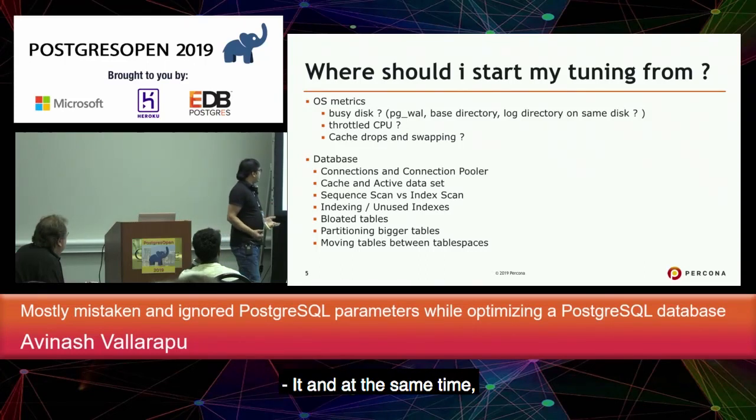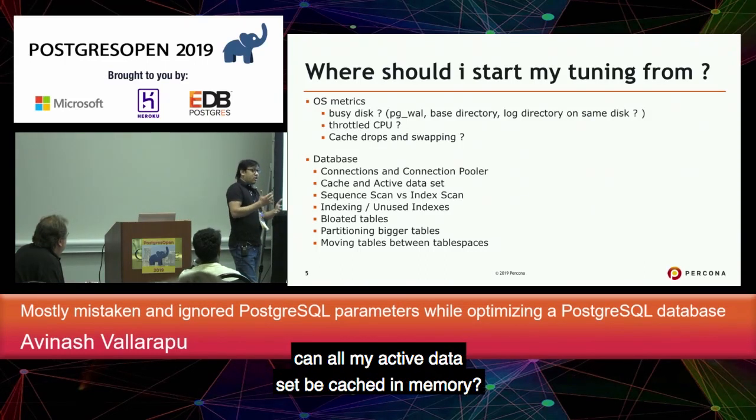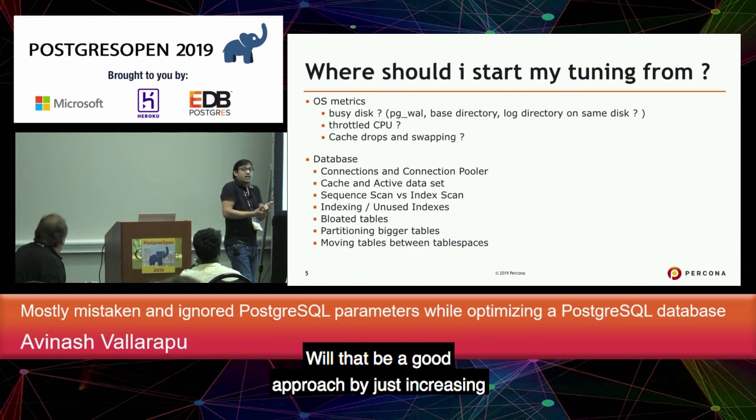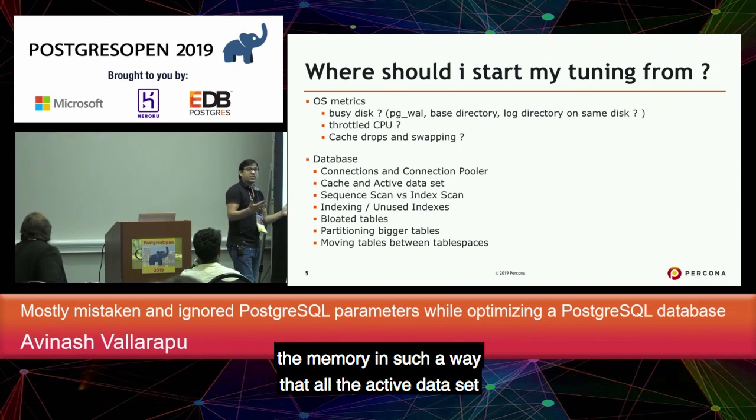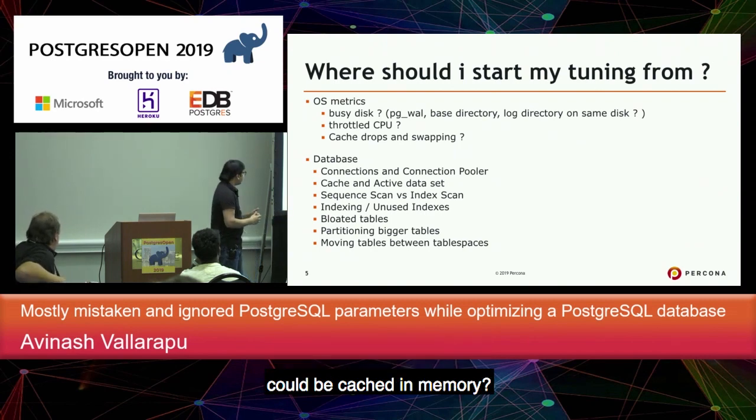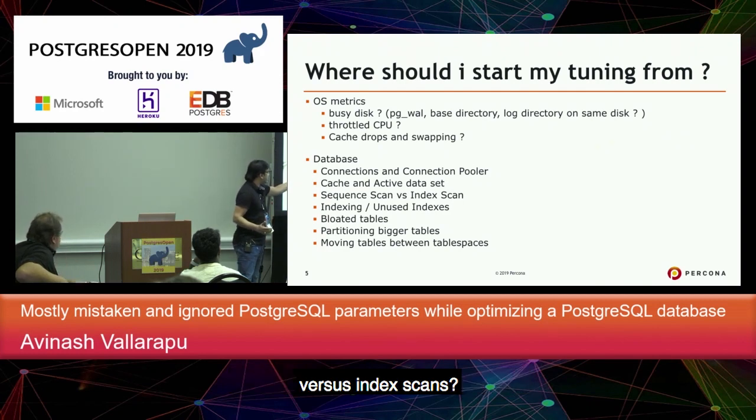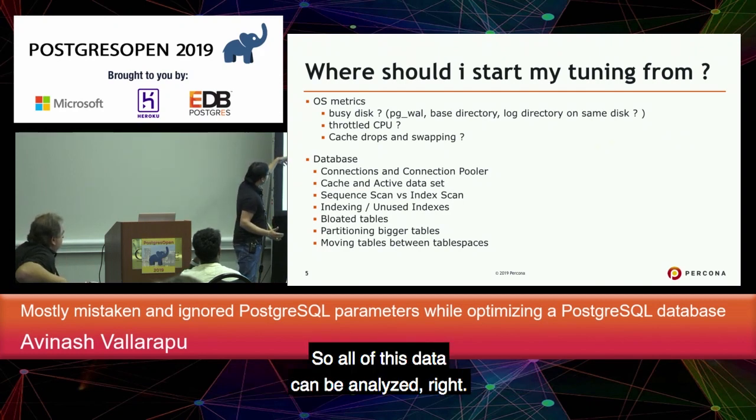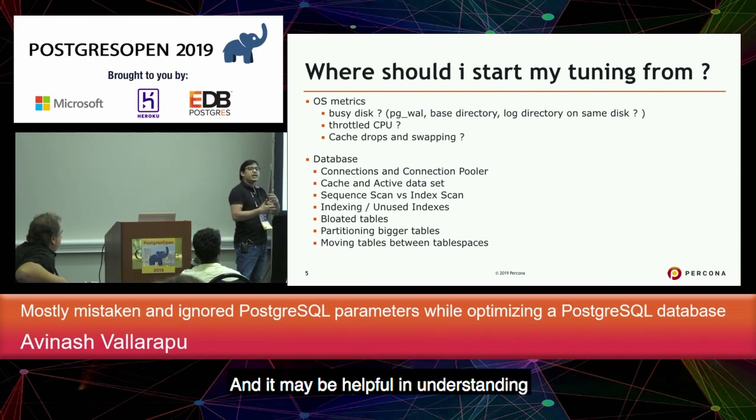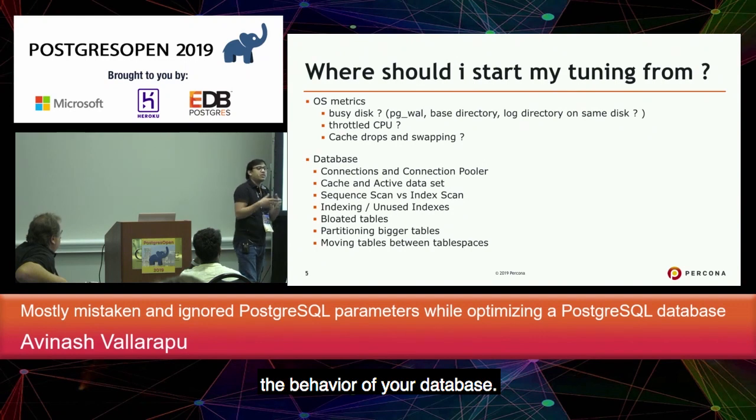And at the same time, can all my active data set be cached in memory? Will that be a good approach, by just increasing the memory in such a way that all the active data set could be cached in memory? And do I have a lot of sequence scans versus index scans? So all of this data can be analyzed, right? And it may be helpful in understanding the behavior of your database.